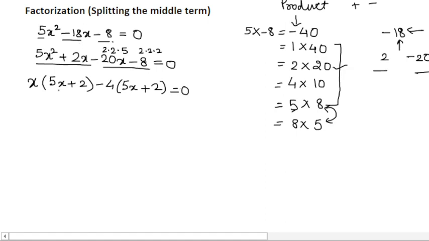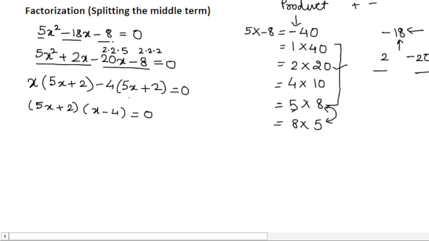You must always keep in mind while taking out common factors, one factor has to be common at both places, and only then can you take it out common in the next step. So 5x plus 2 is again common in the next step. It is there at both places. What remains inside is x minus 4 is equal to 0.